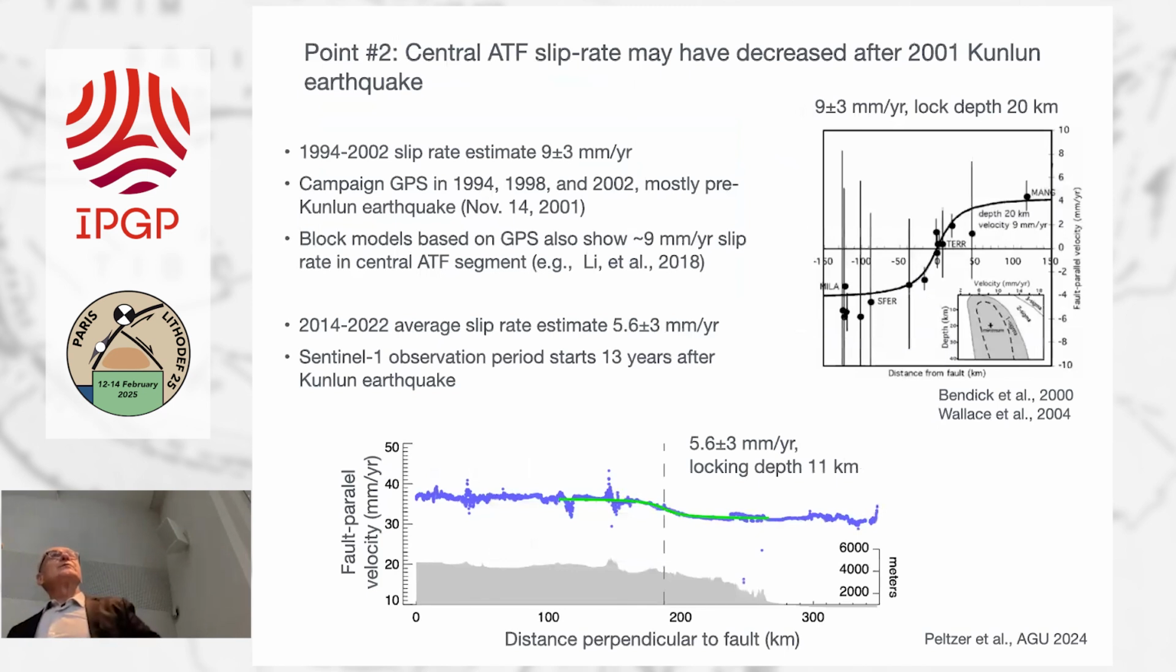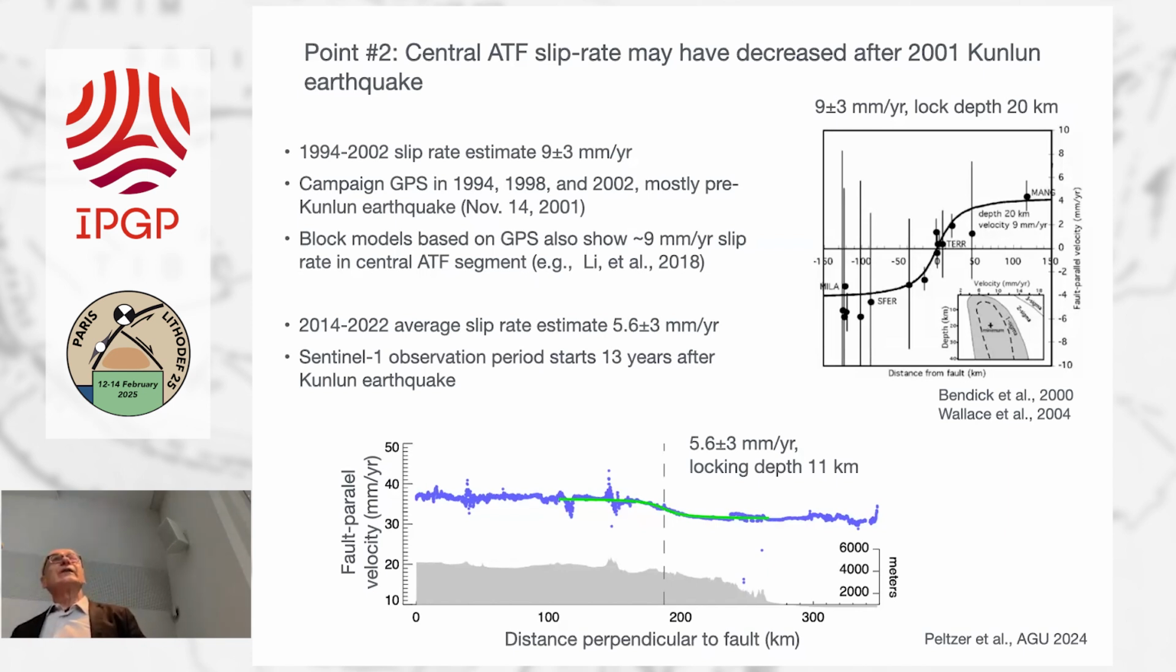So the second point I wanted to make is that it seems like the central part of the Altyn Tagh had a slip rate decreasing after the Kunlun earthquake. This is just by comparing with the pre-Kunlun GNSS estimate of the slip rate. This is work that Roger Bilham will recognize from his former students, Rebecca Bendick and Kelly Wallace. Both studies confirmed that the rate was on the order of 9 to 10 millimeters per year on that section. When we look at the radar profile that corresponds to this section, it's really difficult to make more than 6 millimeters per year.